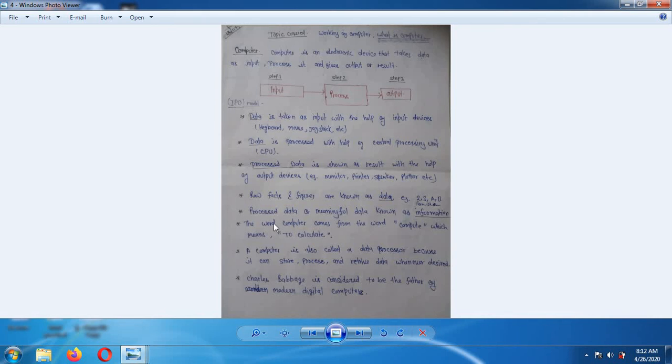Now basically, why do we call this machine a computer? Because it does calculation. The word computer comes from the word compute, which means to calculate. This computer is also called a data processor. As you know, it takes the data, processes it, and gives the result. So it is also known as a data processor.